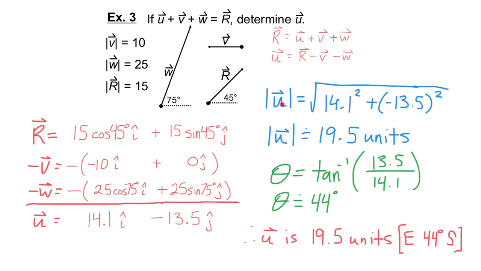To find the magnitude of u, I need to use the Pythagorean theorem again, using my x and y components. I get 19.5 units. And then tangent is opposite over adjacent, so the y component over the x component, and take the inverse tan to get the angle. It's about 44 degrees. I know that I'm going in the positive x direction and the negative y direction, so I'm going to the right and down, or east and south. So I'm going 19.5 units east and then 44 degrees south.